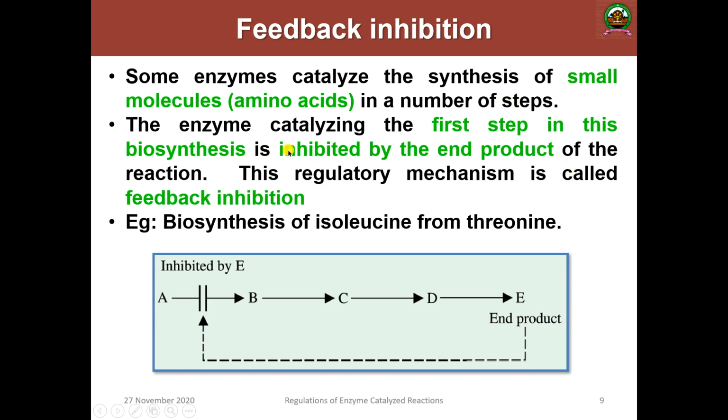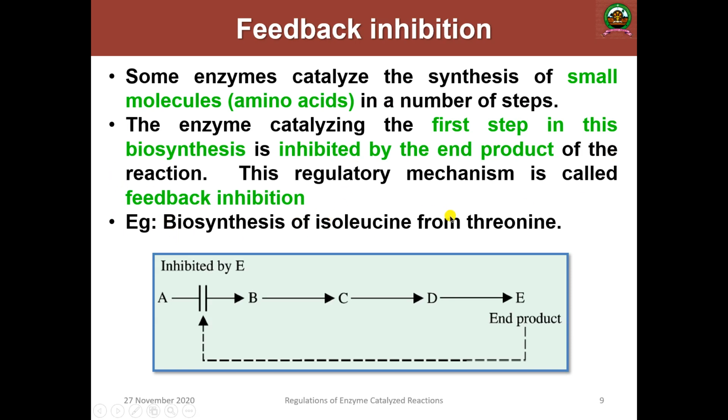The enzymatic reaction from the first component takes a lot of steps and produces an end product. That end product goes and binds to the enzyme that is acting on the first step of the reaction. Then that step will be completely inhibited and will not proceed. That is known as feedback inhibition.